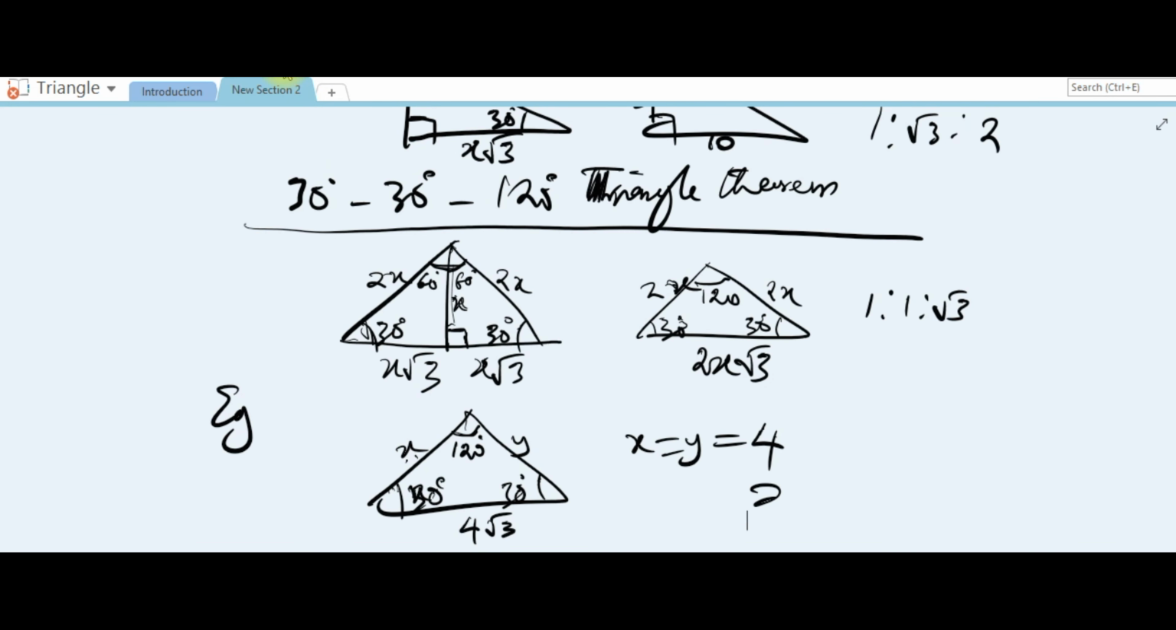So that's the end of the first theorem, which is the basic triangle theorem. So let's enter the next one, which is advanced theorems.